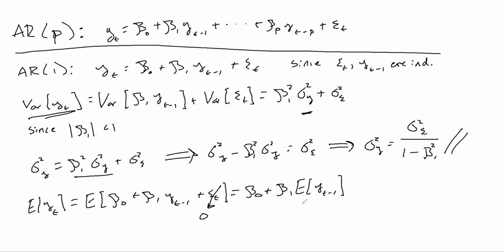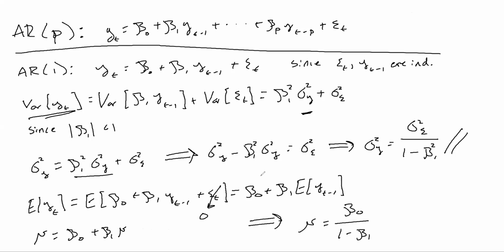yt minus 1. And this should be the same as this, because remember, we're assuming that it's covariance stationary. If it's covariance stationary, then the expected value of y doesn't change over time. It has a constant mean. So a constant mean of mu should be equal to our beta 0 plus beta 1 times mu. And then you can just solve for our mean. So the mean of y should be equal to the intercept divided by 1 minus the sum of the slopes. So this is for an AR1 process, but it's similar for a larger order as well.